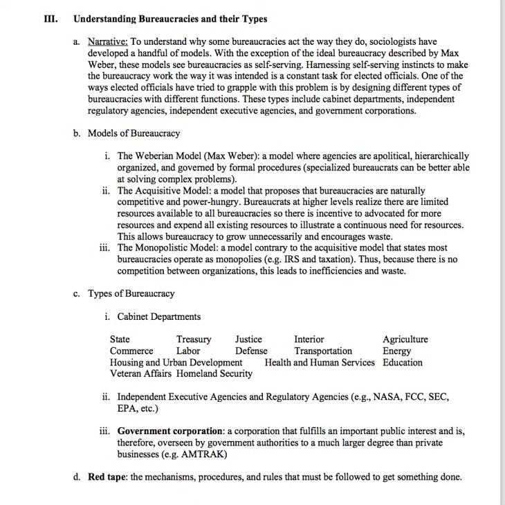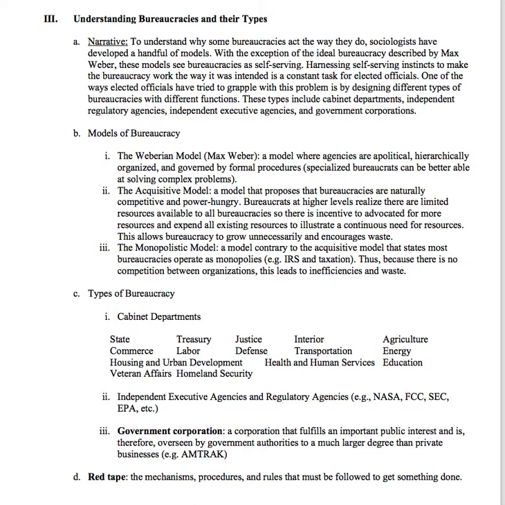The third model is the monopolistic model, a model that is contrary to the acquisitive model, which states most bureaucracies operate as monopolies. For example, the IRS in taxation. The IRS has no competition when it comes to the federal income tax. Thus, because there's no competition between organizations, this leads to inefficiencies and bureaucratic waste. So there are some interesting takes there.